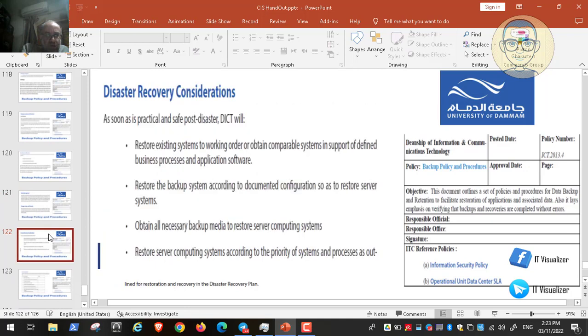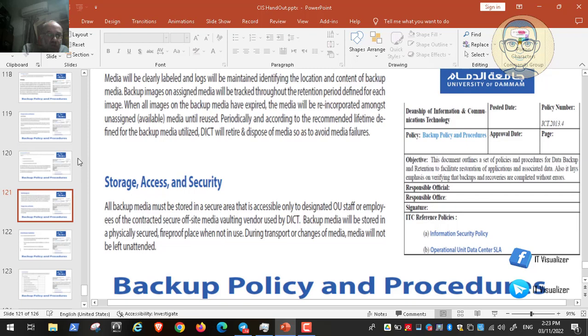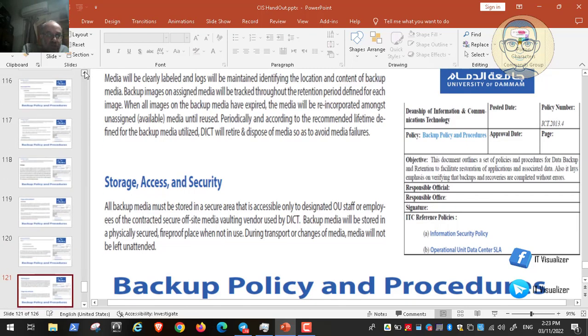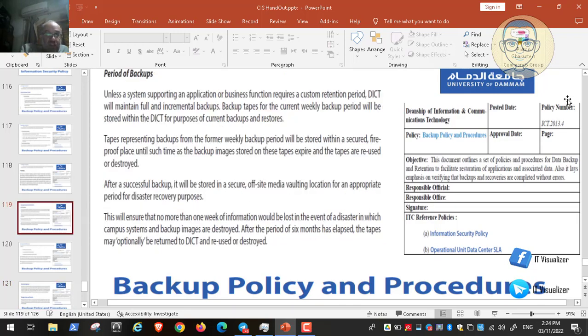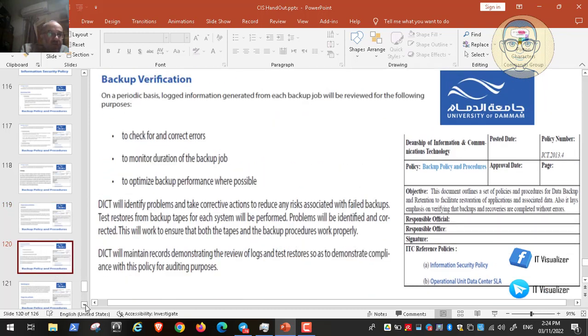Let's see also what policy we have again. Most of these things are related to backup and policies and procedures. So we have discussed until now the backup and policies and procedures. First of all, we have known the backup categories. We have known the retention periods for every backup type, and we have discussed the retention period and the storage locations of every type of backup, and the backup verification.